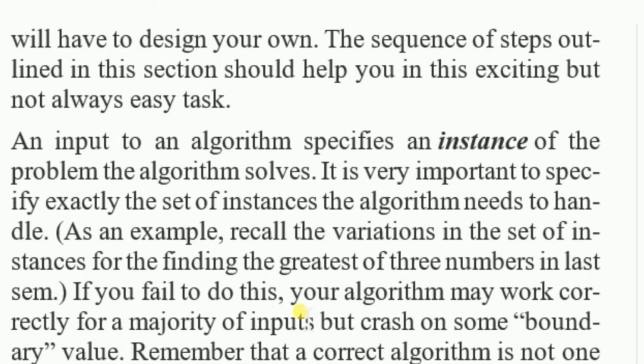For example, maybe to find the greatest of three numbers. In the last semester, we have seen that greatest of three numbers program. And in the greatest of three numbers, there are different variations. Maybe first we will compare one number with another number, and again that number with another number. There may be sequences, and sometimes when we are comparing one number with another number, the second number may be bigger than the third, or maybe the third number may be bigger than the second one. So these types of things we will call instances, sequences.